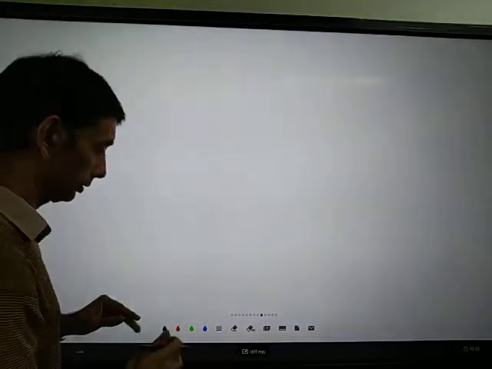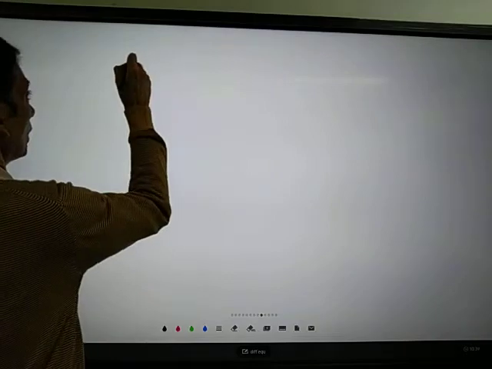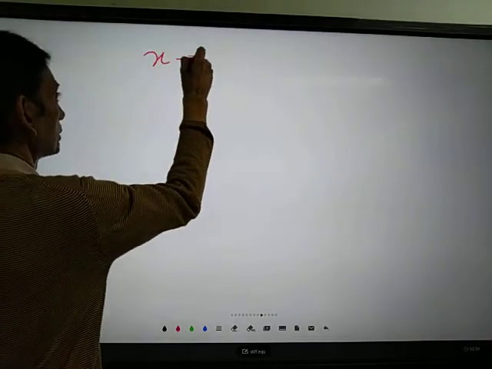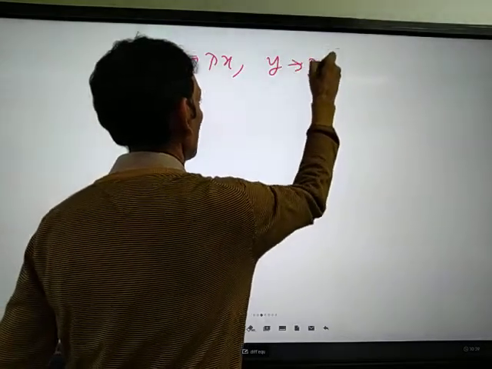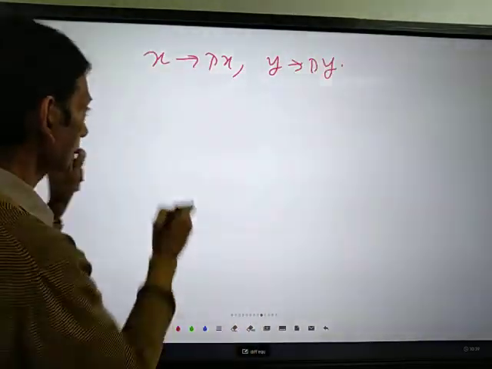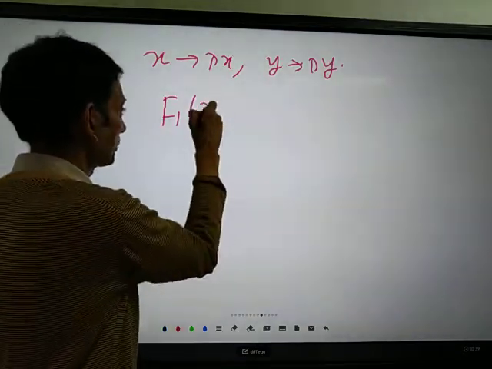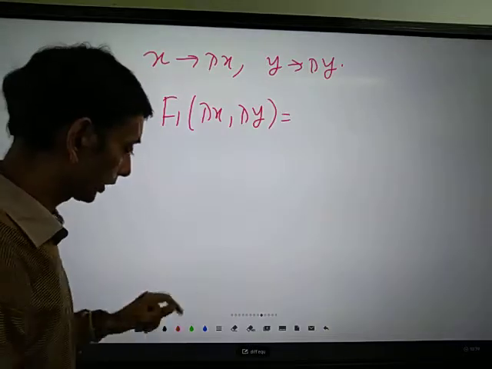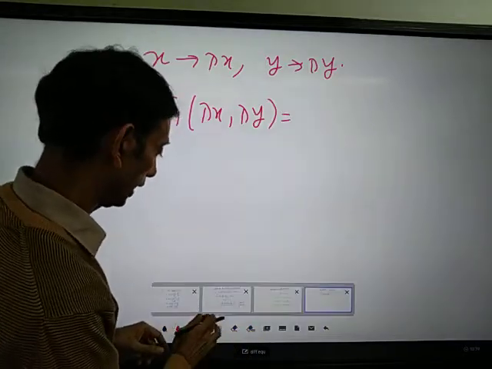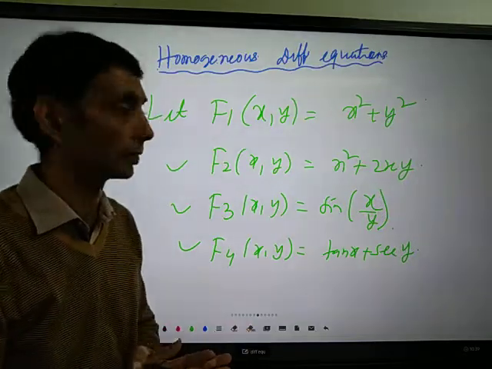Let me write the changes here. Okay. What we'll do is x will be replaced by lambda x and y will be replaced by lambda y. Let us see the changes on f1. So f1 is lambda x, lambda y, and the initial function we are assuming, we have taken the function as x squared plus y squared, right?